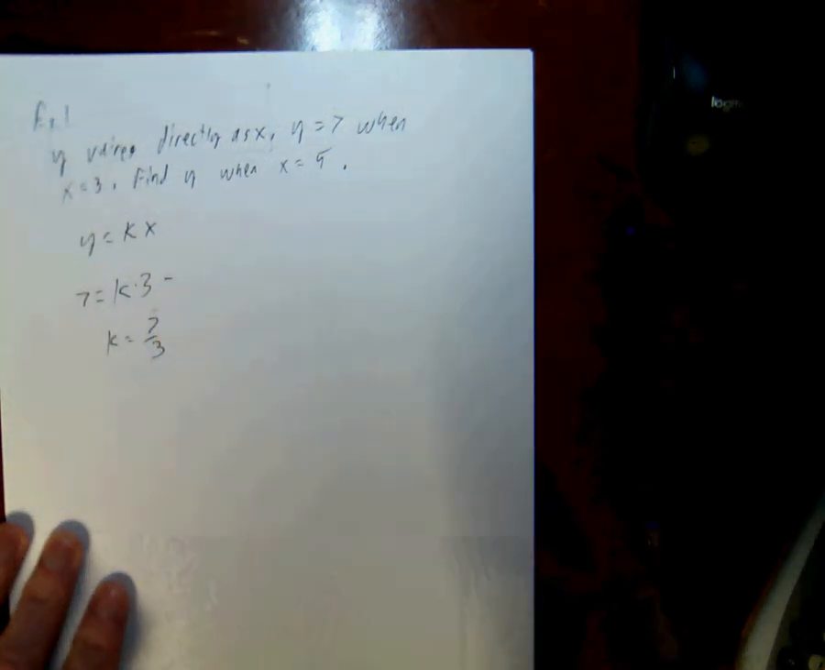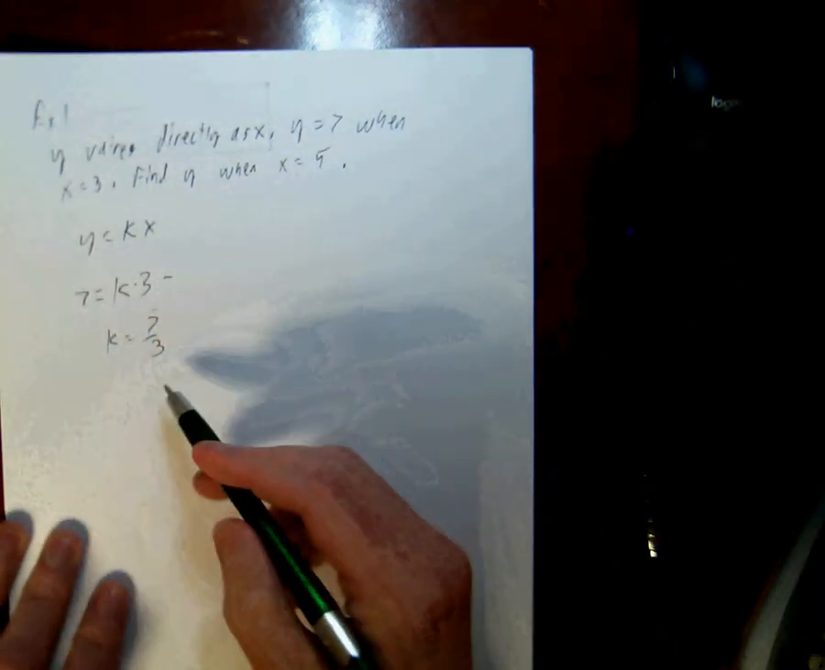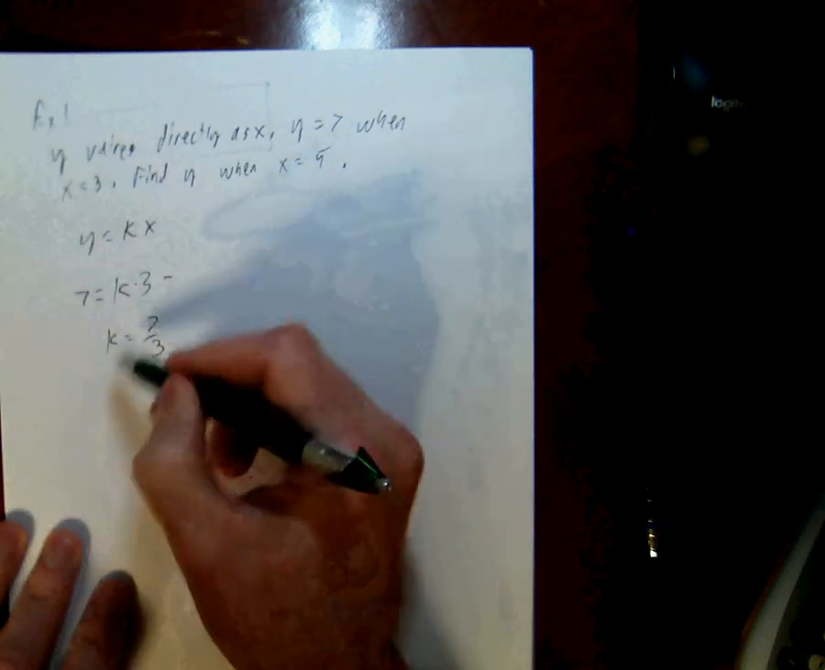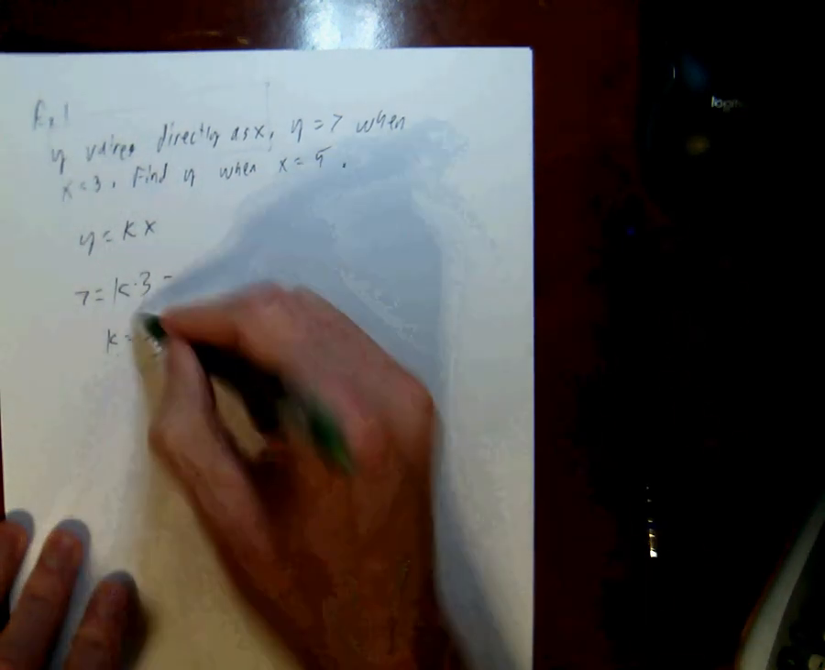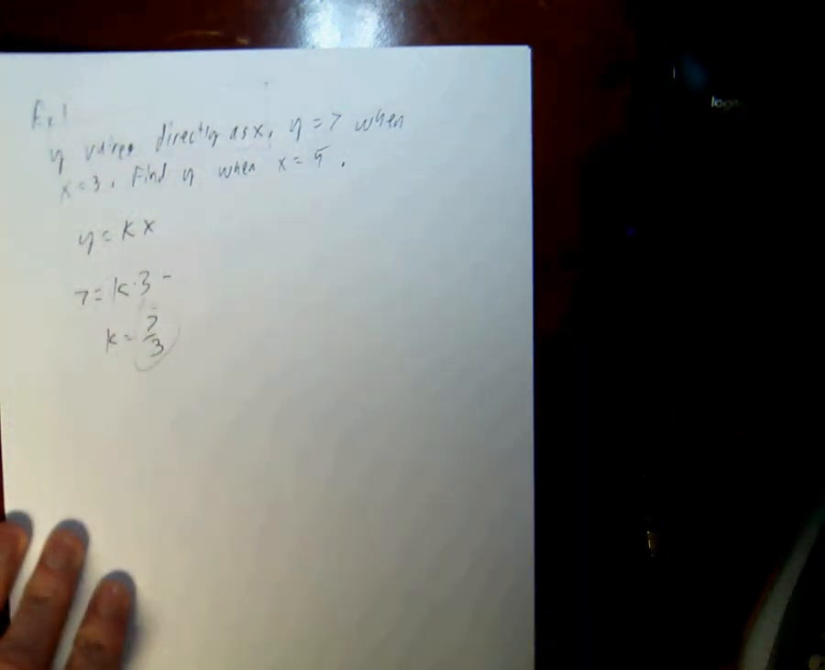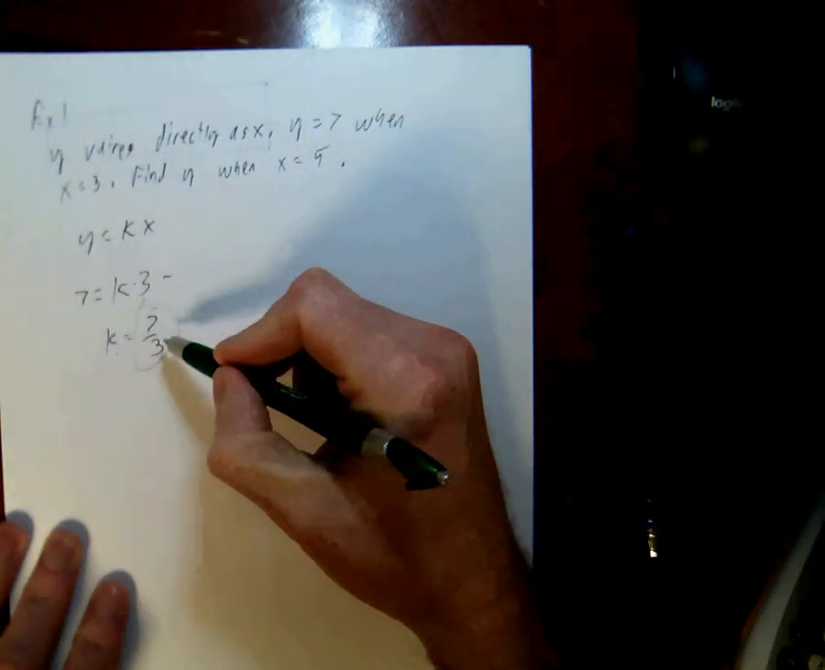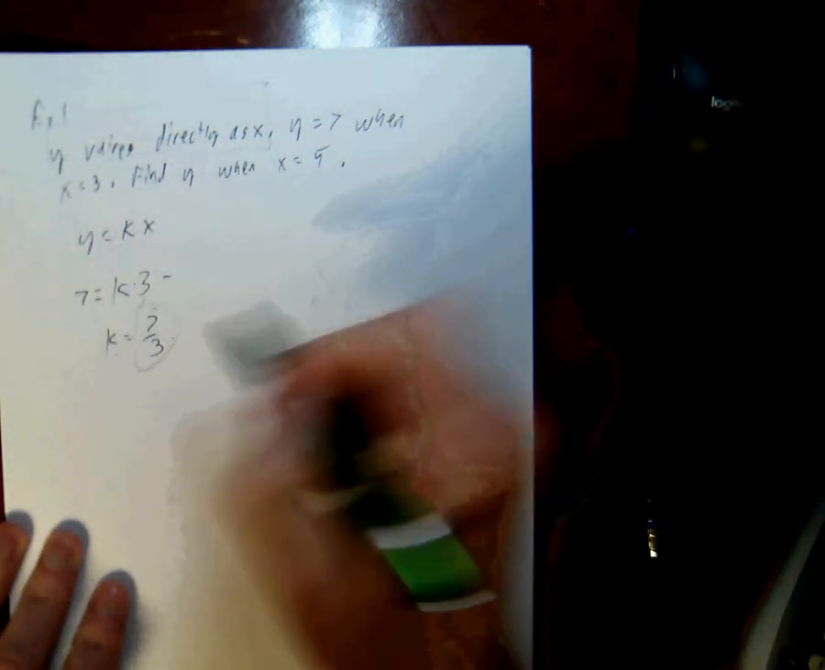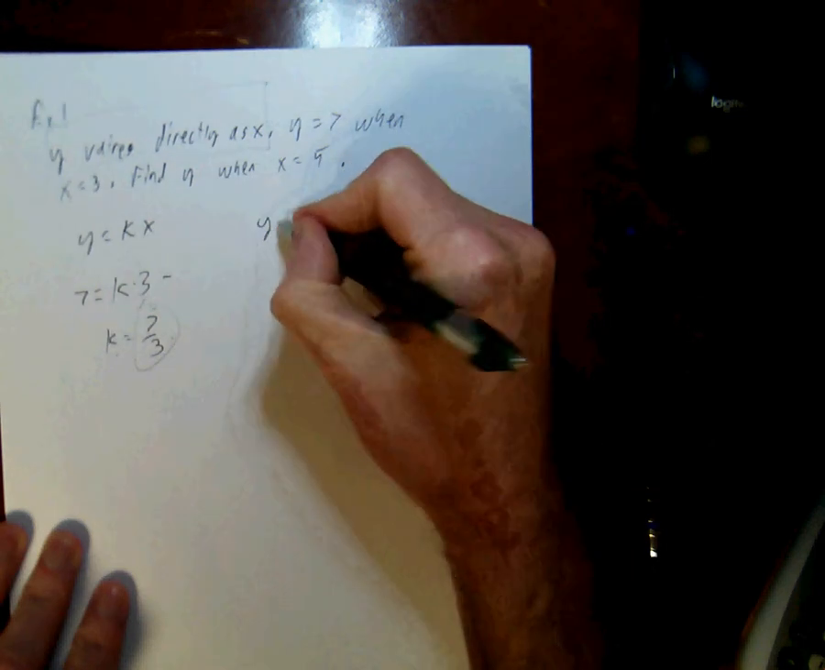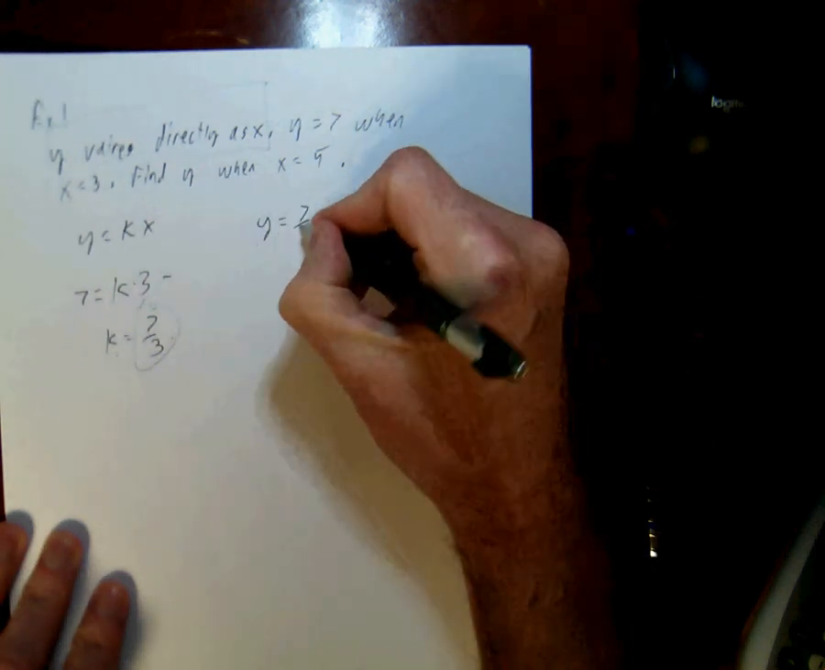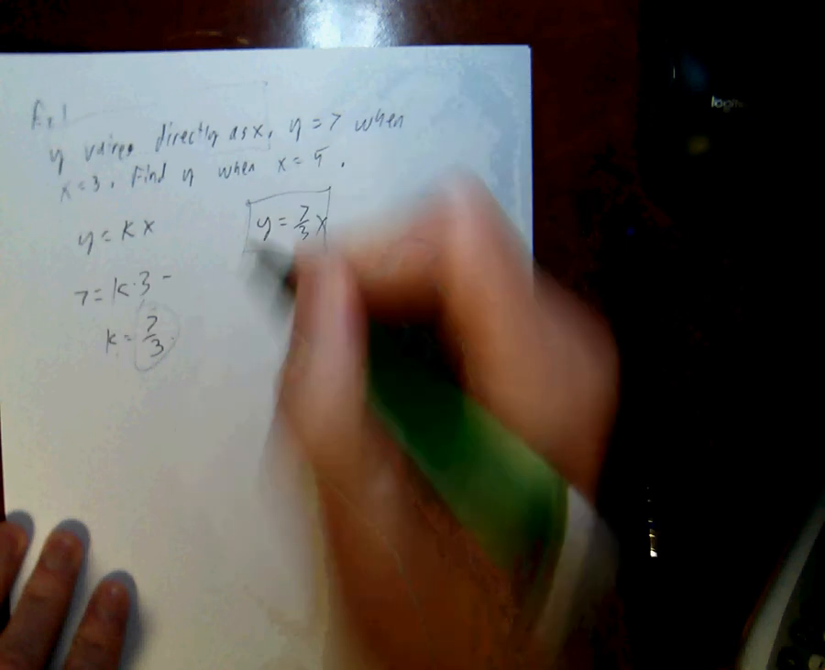Sometimes you're going to have questions where they'll say, find the constant of variation, and your constant of variation is just k. We found k. And now that we found k, I can write my equation. When I plug it back in, that's going to give me y is equal to 7 over 3 x, and here is my equation.